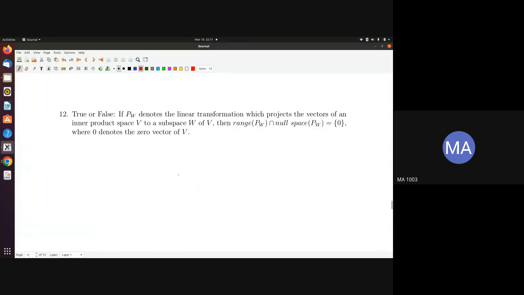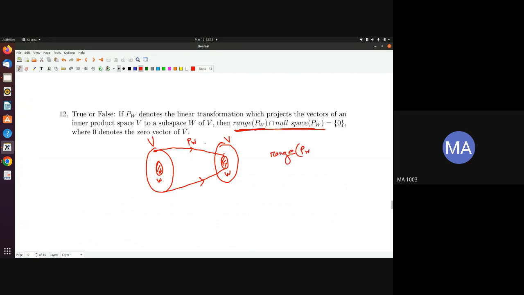Then the range space: we know the range space of the projection is W, right? What is the null space of the projection? This theorem is saying that for the range space and null space, only the zero vector is in the intersection. So here is V, here is W, here is V, here is W. If I take this, this is the range space W, this is P_W. So the range of P_W, I know, is W.